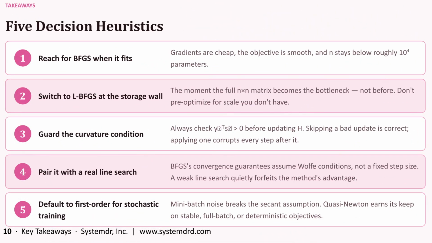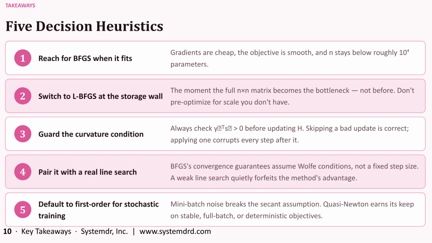Let's compress everything into heuristics you can actually use. 1. Reach for BFGS when gradients are cheap, the objective is smooth, and n stays under roughly 10,000 parameters. 2. Switch to LBFGS only when the full matrix actually becomes your bottleneck, not before. 3. Always guard the curvature condition. Checking that yk transpose sk is positive before every update is cheap insurance against silently corrupting your optimizer state. 4. Never pair BFGS with a fixed step size. Its convergence guarantees assume a real Wolfe line search. Skip that, and you forfeit the method's whole advantage.